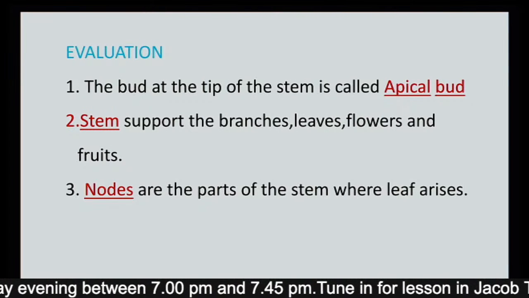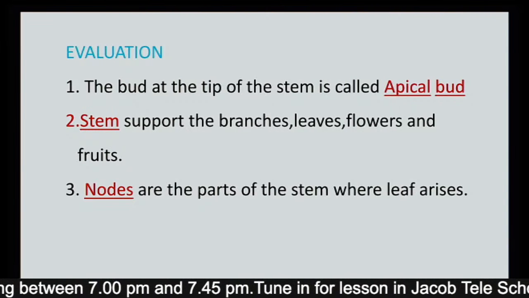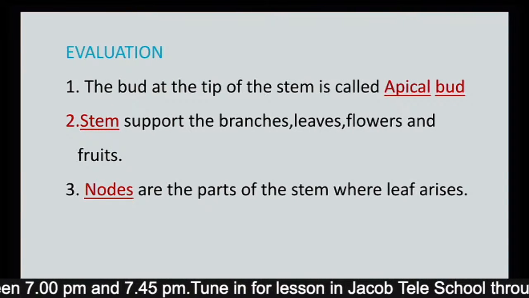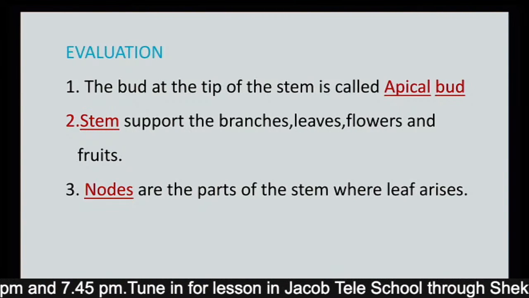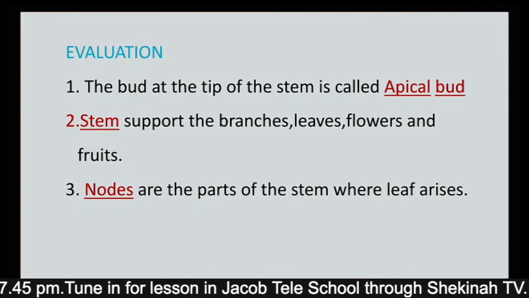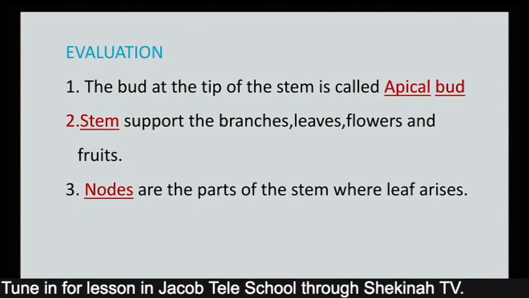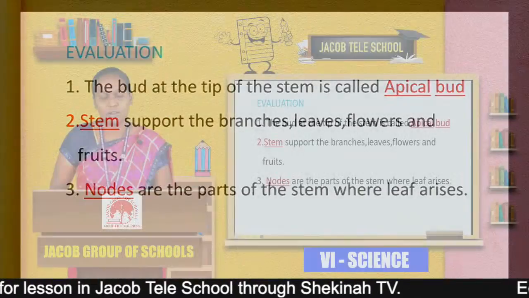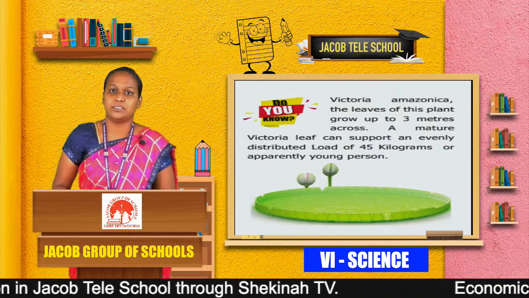Look at the screen. The bud at the tip of the stem is called as apical bud. And second one, dash support the branches, leaves, flowers and fruits. Stem. Stem is the part which support the branches, leaves, flowers and fruits. And third one, dash are the parts of the stem where leaf arises. எங்க leaf arise ஆகுதோ அந்த place என்னன்னு சொன்னோம்? Nodes. They are called as nodes. Okay. Do you know question?